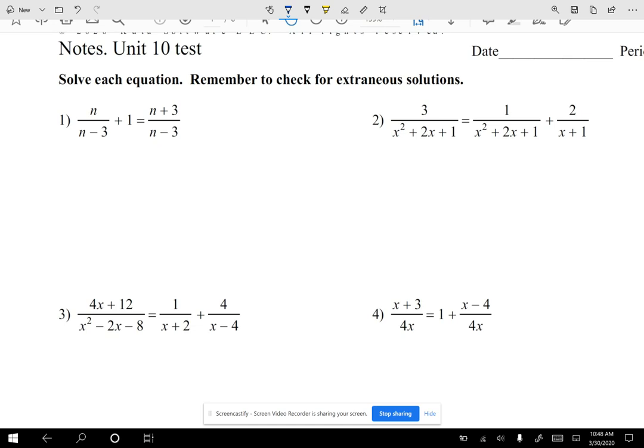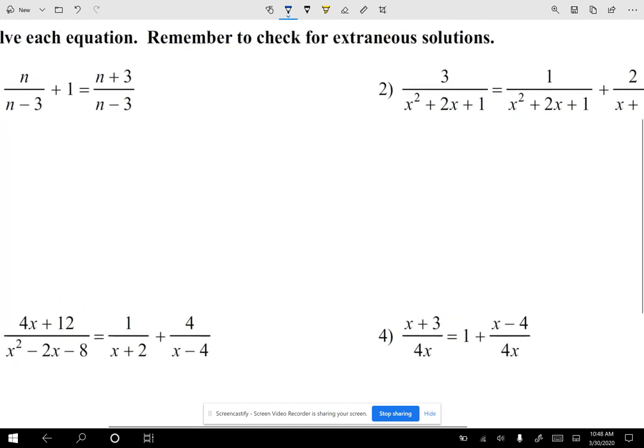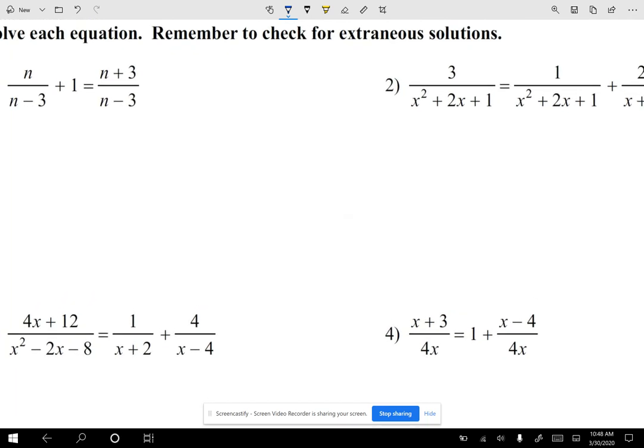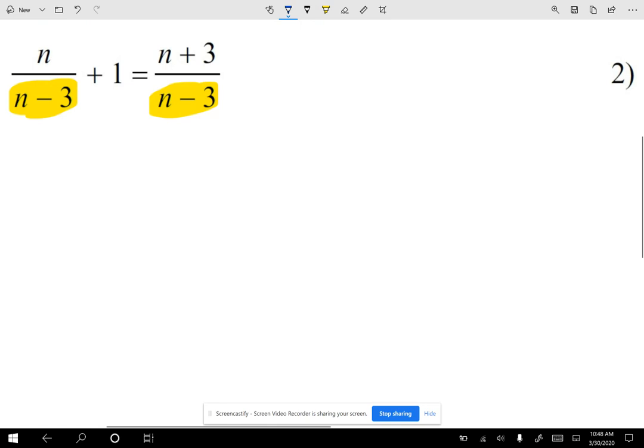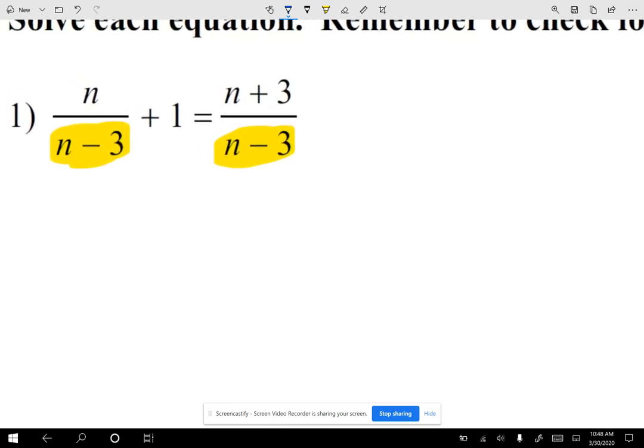All right, so in this case, we're going to learn how to solve equations, rational equations. Rational because it's a fraction, equations because there's an equal sign. So to begin with, I look at the denominators and I ask myself, what values of n will make the denominators equal to 0? And I'm going to say, well, 3. So that means n cannot be 3.